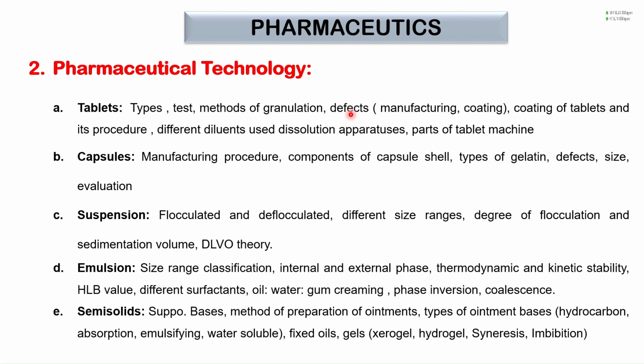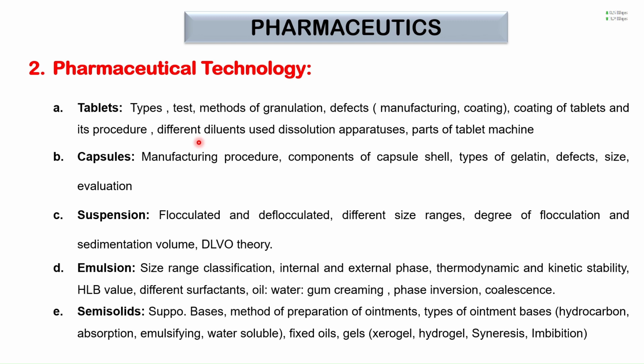It includes dry granulation, direct compression, and wet granulation. Also defects of tablets, coating defects, manufacturing defects, and coating of tablets. The whole process of coating of tablets, seal coating, from seal coating to polishing, should be on your fingertips. Procedure also, different diluents and dissolution apparatus and parts of tablet machine.